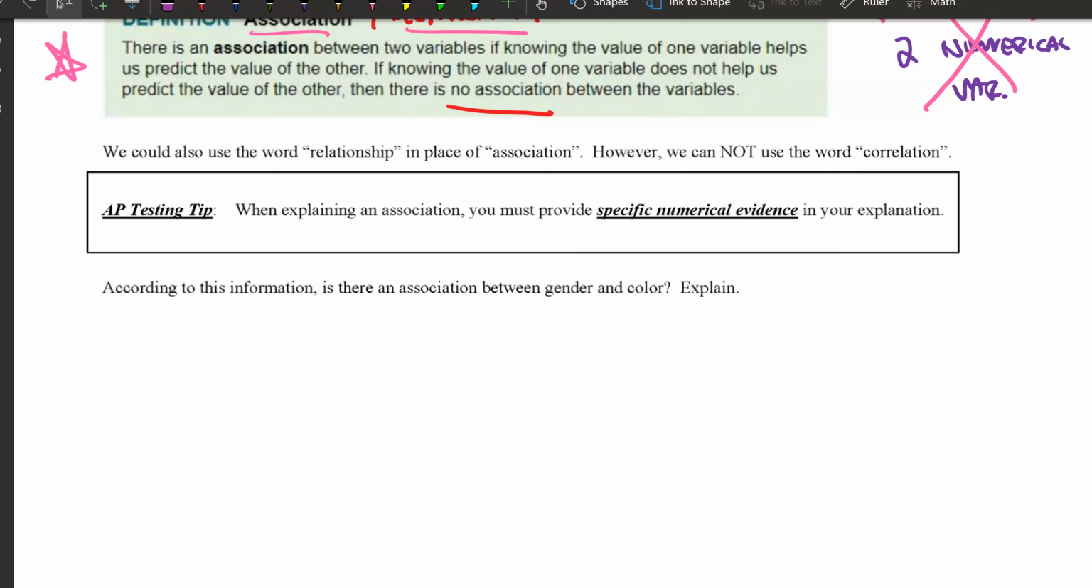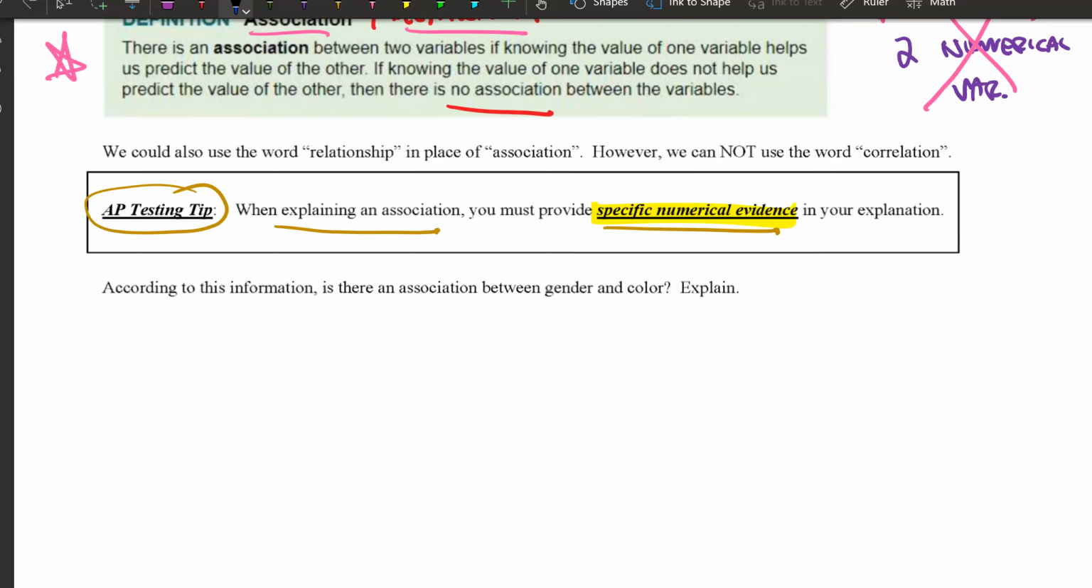All right. So when explaining an association in AP Stat, testing tip here, you must provide specific numerical evidence to justify the association. You've got to give specific numbers to justify your answer.